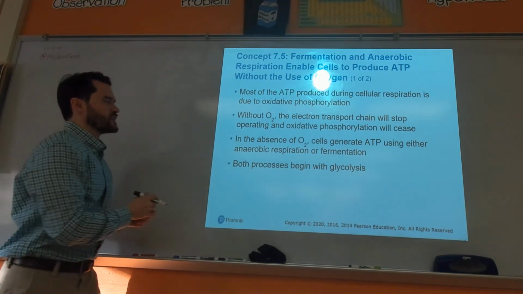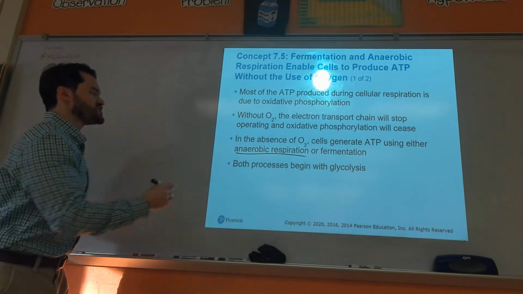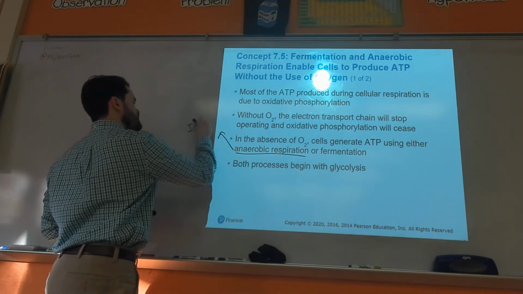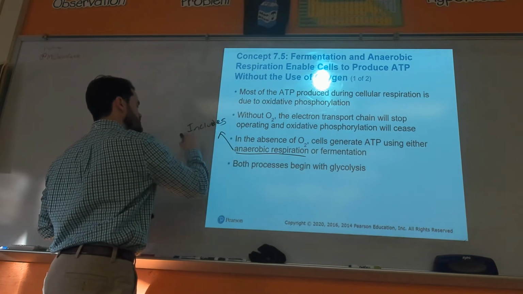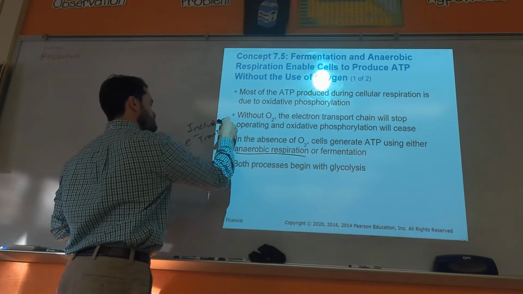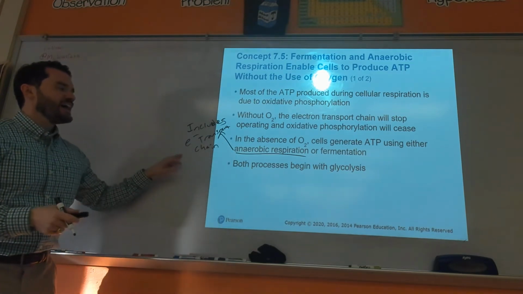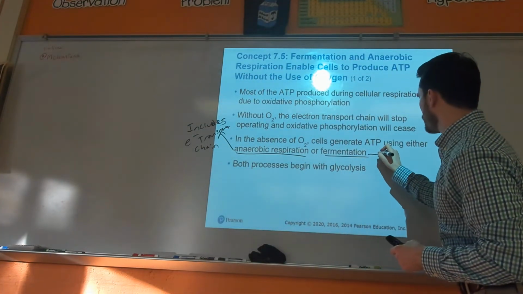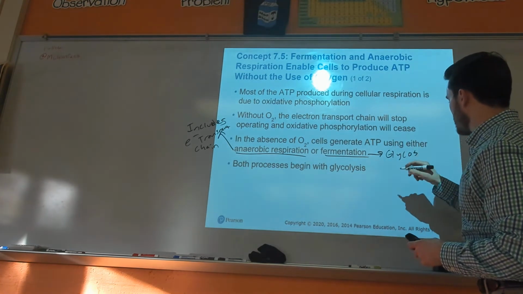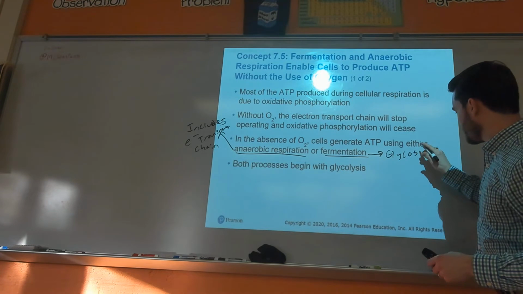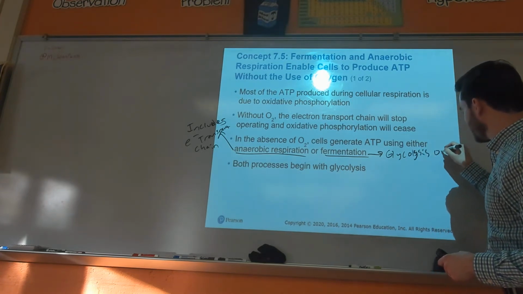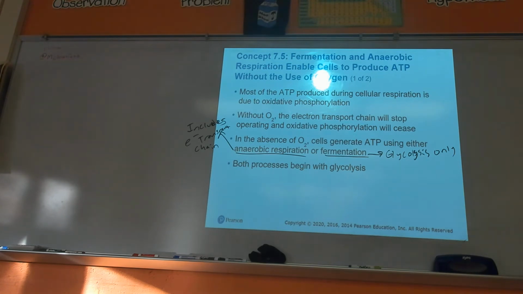Okay. Anaerobic respiration and fermentation. Anaerobic respiration includes the electron transport chain, whereas fermentation only involves glycolysis. Both don't involve oxygen, but in fermentation, you're just doing glycolysis. So if you have anaerobic respiration, you will do glycolysis, citric acid cycle, and the electron transport chain.